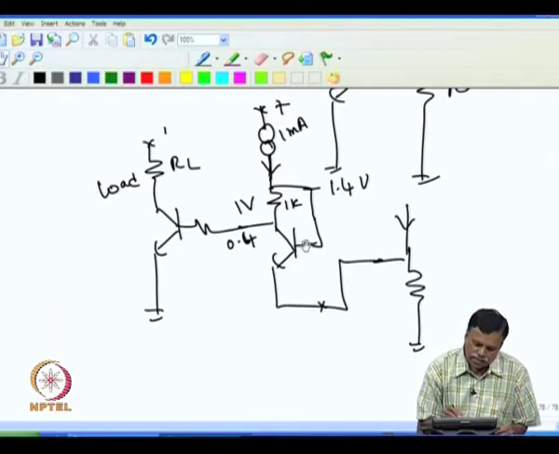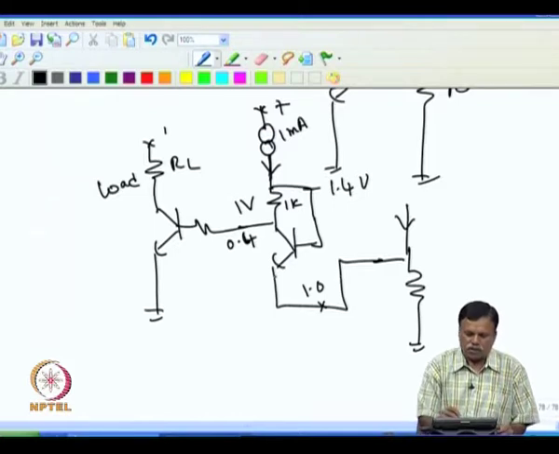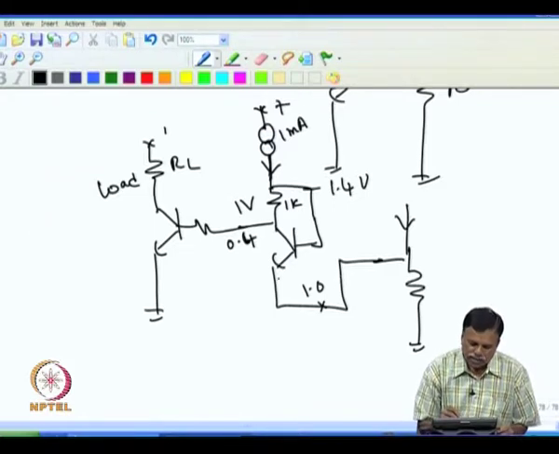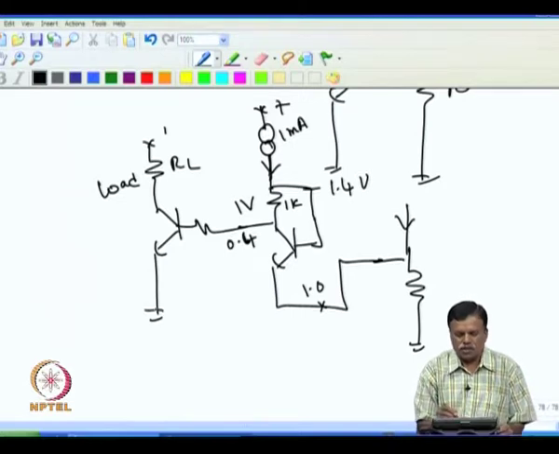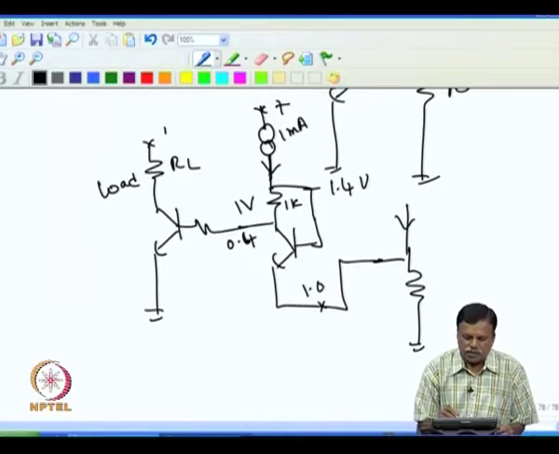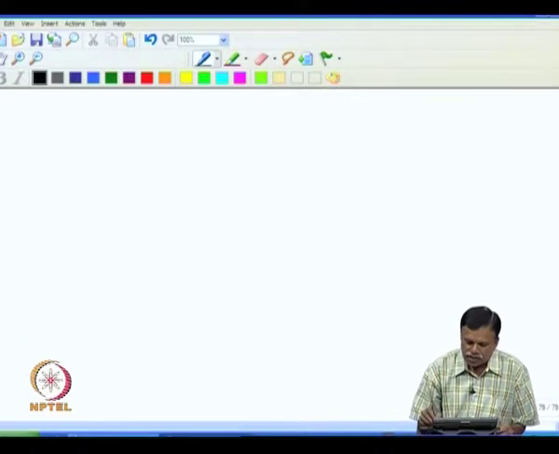Then if it is 1.4, this and this are at the same temperature. So, this also needs only 0.4 volt difference. That means if it goes more than 1 volt, then this will not be conducting and all the current will be flowing through this, and then this transistor will be switched on. So, you see that when temperature changes, the switching voltage does not change. This is the greatest advantage of this circuit.